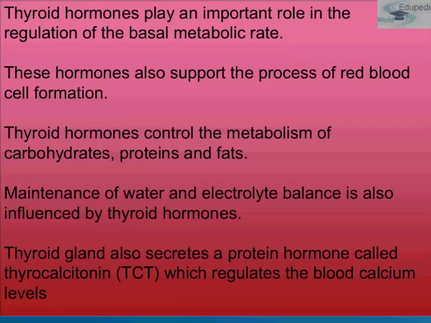And the thyroid gland also secretes a protein hormone which we call TCT, that is thyrocalcitonin, which regulates the blood calcium level. Okay, and how does it do that? It decreases the calcium ion concentration in blood by inhibiting bone resorption, and it also stimulates osteoblast cells of bone to take up calcium from blood and store it in bone.